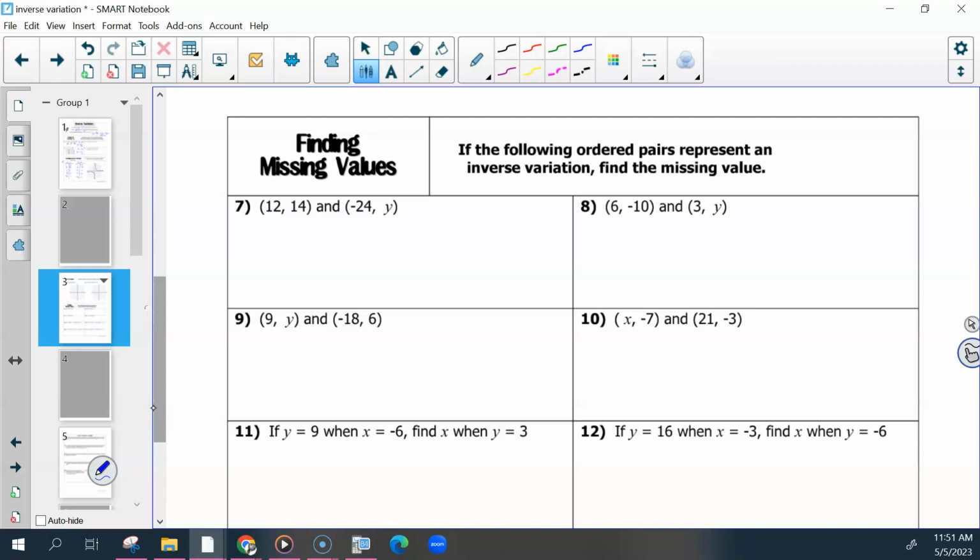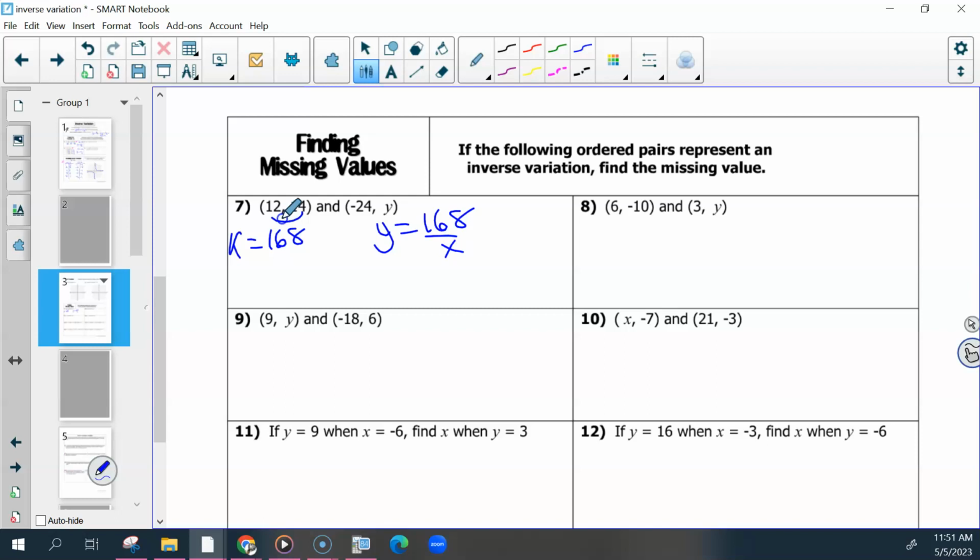The process and how to find the missing variable is really the same. We just have to use different rules. So in 7, I would still find my k value by multiplying. Do that, tell me what you get. $168. Write that in your equation, y equals 168 over x.